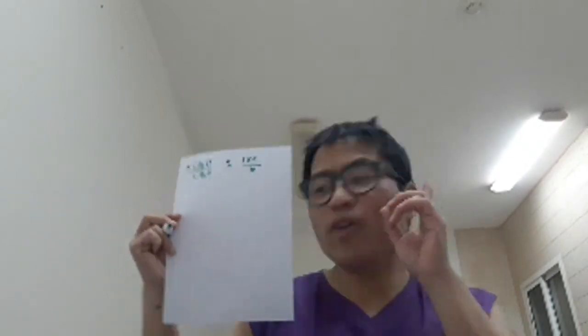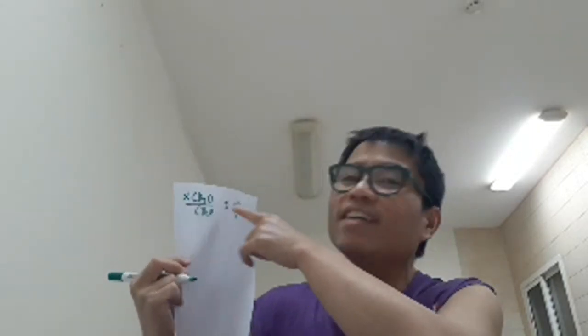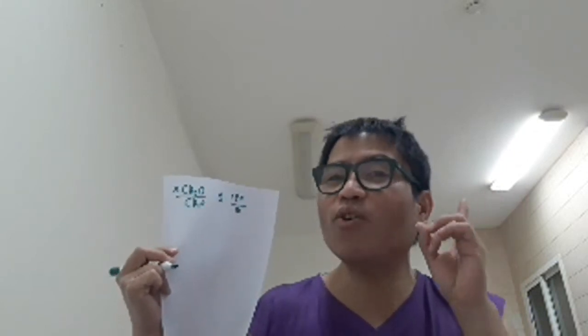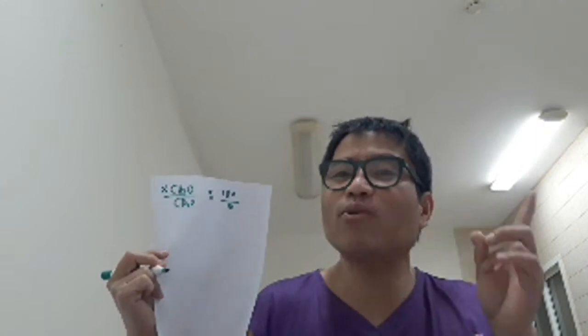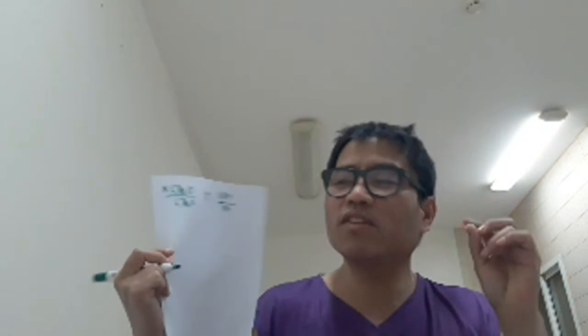And this is not yet the answer. This X beside the compound is the coefficient. That is not yet the number of atoms. Remember, that is still the coefficient that we let X to solve for. So now we have the coefficient equal to 6.